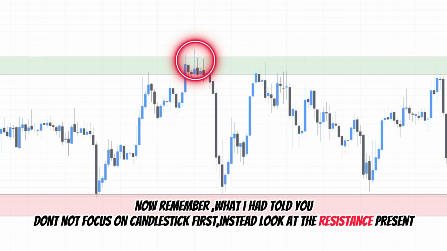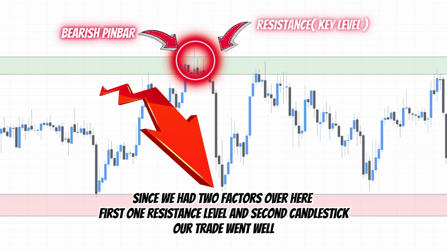Now remember what I had told you. Do not focus on the candlestick first, instead look at the resistance present. Since we had two factors over here, first the resistance level and second the candlestick, our trade went well.